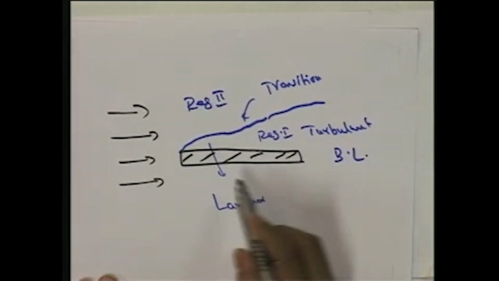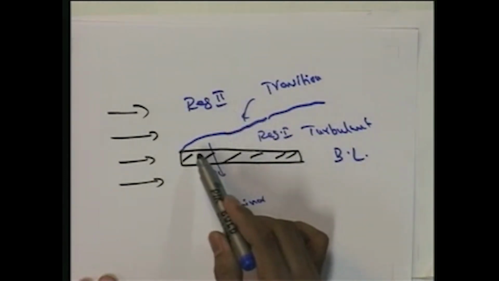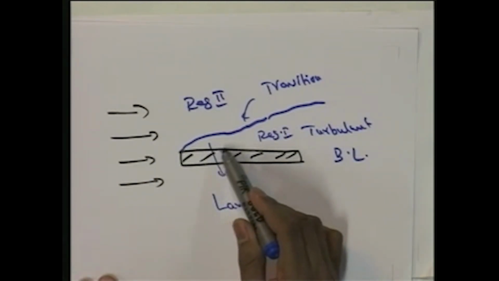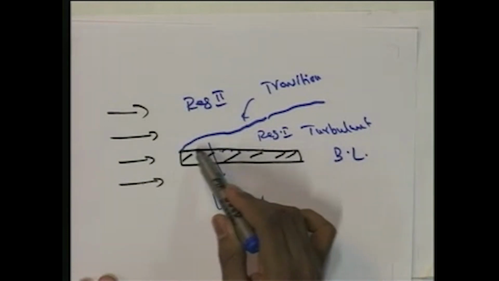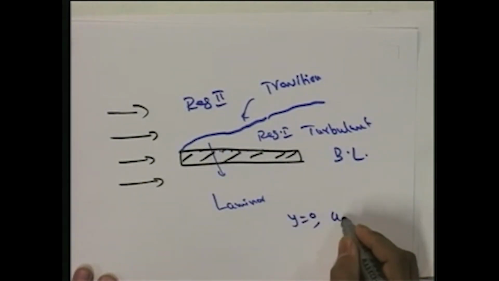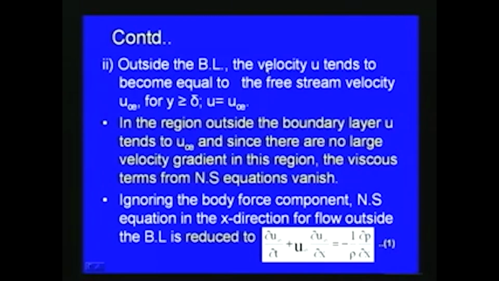So here the boundary conditions, when we consider region 1 and region 2, are the no slip condition at the solid boundary, so that at this location, at y equal to 0, we can say u is equal to v is equal to 0. So this is one boundary condition, and then outside the boundary layer the velocity u tends to become equal to the free stream velocity u infinity, so that for y greater than or equal to delta, u is equal to u infinity.